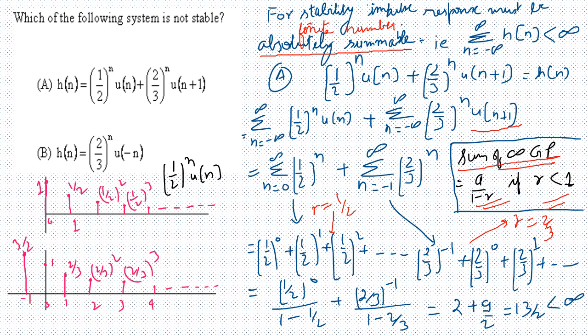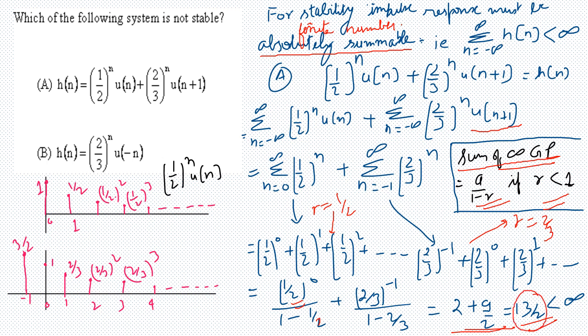So we sum that up, where a is the first term. For the first series, the first term is (1/2)^0, over 1 minus r, which is 1/2. So this is what we get for the first series. For the second series, the first term is (2/3) inverse, or 3/2, and after that we go like 2/3. Again we get the sum as (2/3) inverse over 1 minus 2/3. If we sum this up, this comes out to be 13/2, which is a finite number.